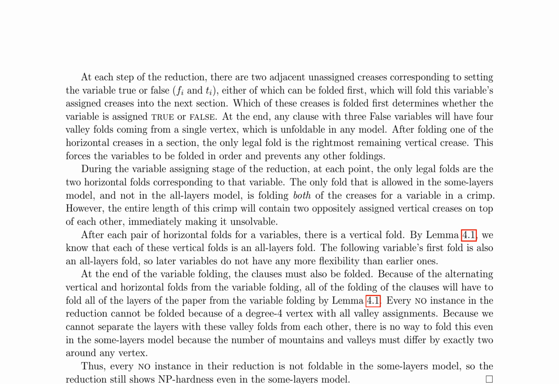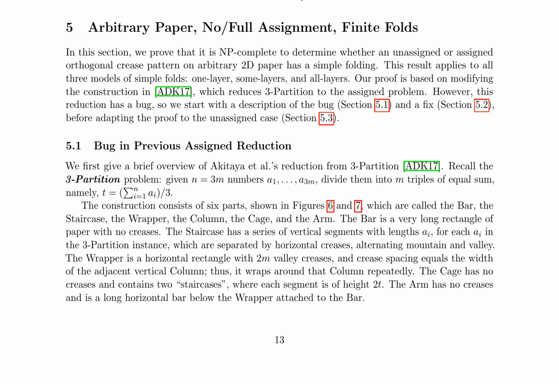This leads to a degree 4 vertex with all valley assignments, making it impossible to fold the paper in the sum-layers model. The authors then discuss the NP-completeness of determining whether an unassigned or assigned orthogonal crease pattern on arbitrary 2D paper has a simple folding. They modify the construction from AdK17 to reduce 3-partition to the assigned problem, fixing a bug in the original reduction.